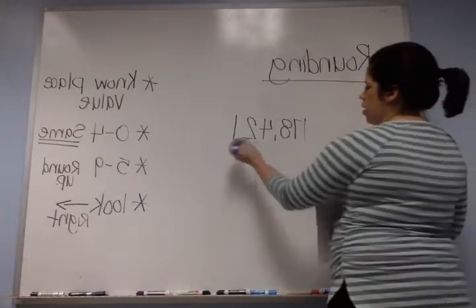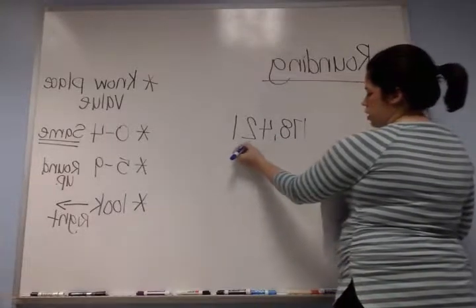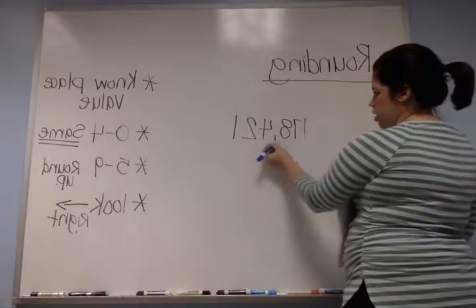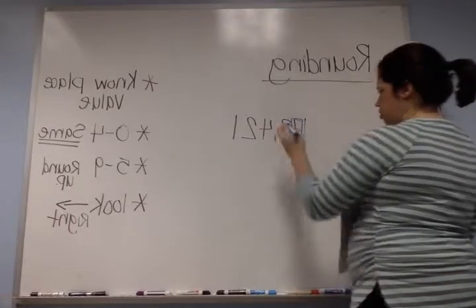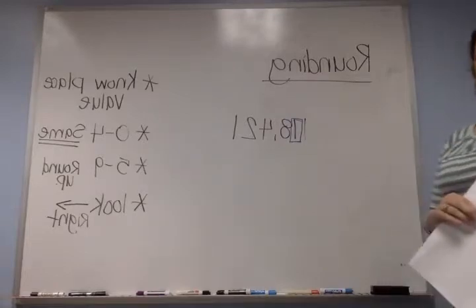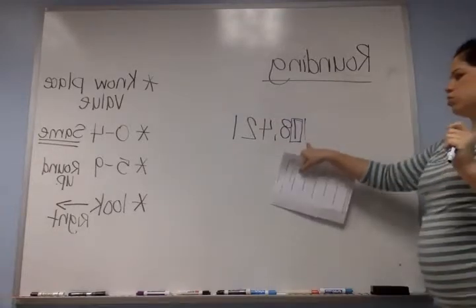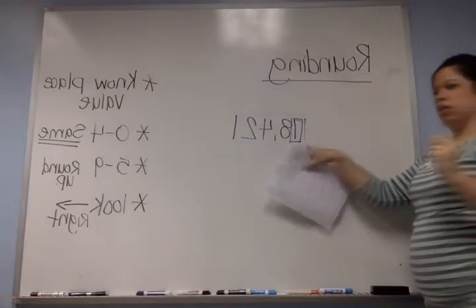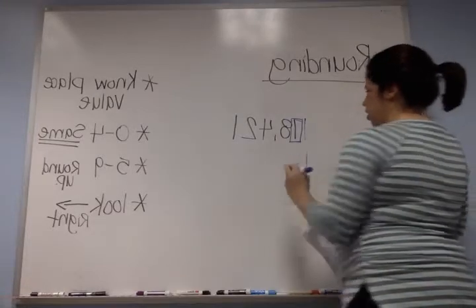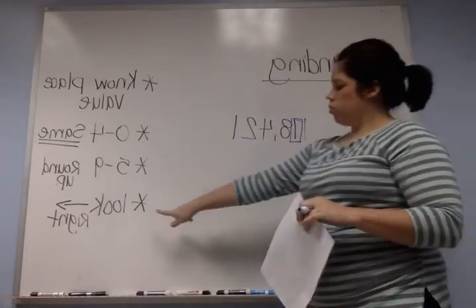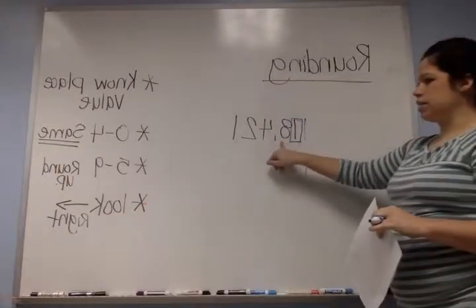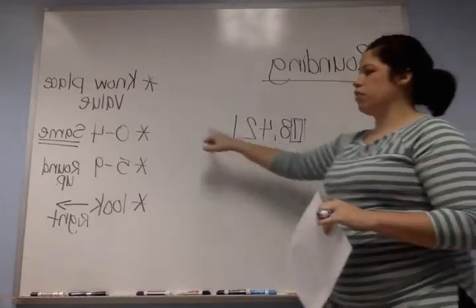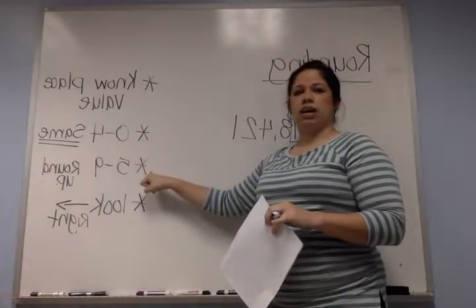Good job. You've got your ones, your tens, your hundreds, thousands, 10,000s. Let's put a box around it so we know which number we're rounding. Are we going to change the number to the left? No. Let's go ahead and bring it down. Okay? Now, we're looking to the right. What number's to the right?